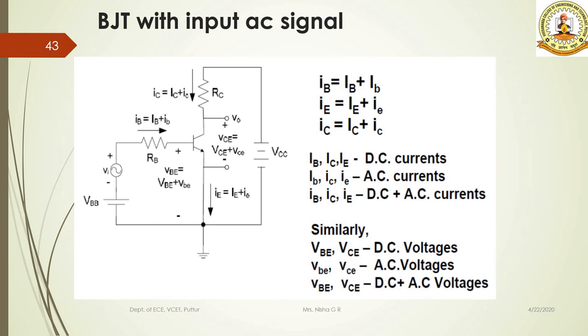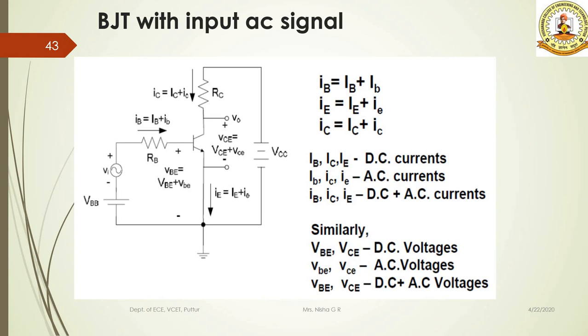So today we are going to discuss BJT with the input AC signal. After this, we are going to discuss the actual syllabus topic which is included in your module 1, that is the small signal model of BJT and its operation. So before that, we need to understand what happens when we give the input AC signal to the BJT.